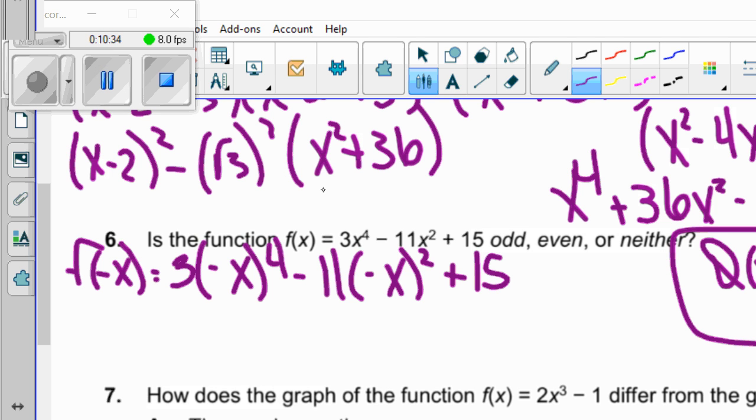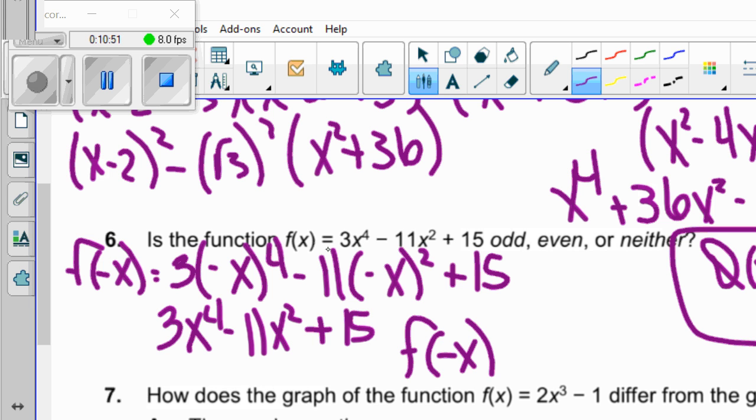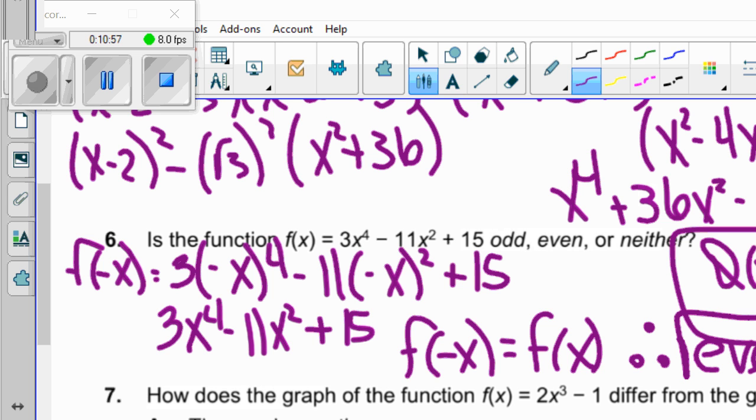I take a negative number and I raise it to the fourth power, it turns positive, so I have 3x to the fourth. If I take a negative number and I square it, I get positive, but then I still have this negative 11 out front, minus 11x squared plus 15. Is this exactly what I started out with? Yes. So f of negative x equals f of x. This is exactly what I started out with. Therefore, this function is even.